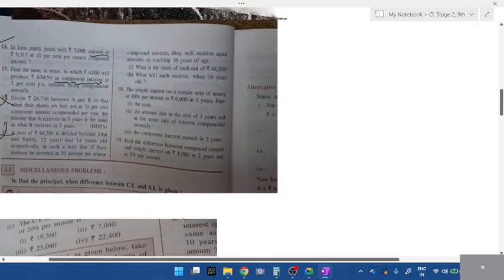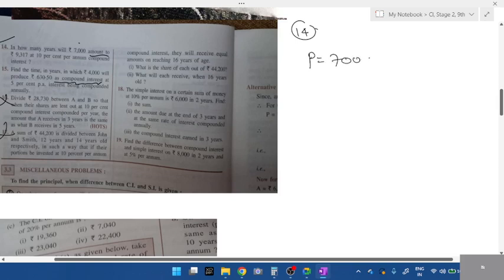Okay, look at the 14th question. Look at the 14th one. In how many years will rupees 7,000 amount to...? In how many years will rupees 7,000...? Whenever they give this, what is the principal and amount? All of you will respond. How much is the principal for the 14th question?